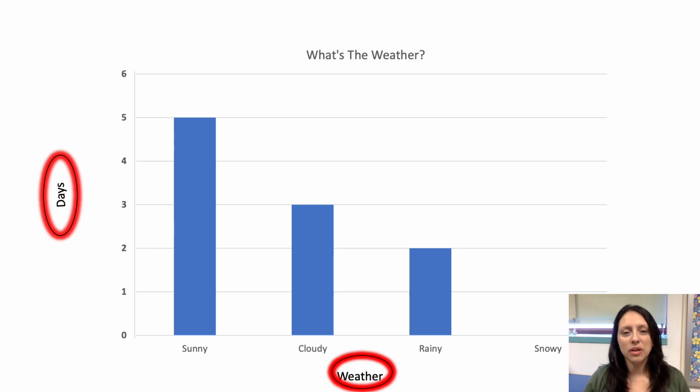Next, let's take a look at the words at the bottom of the bar graph. Those are the words that are just under the horizontal line at the bottom. We said those words said sunny, cloudy, rainy, and snowy. What do those words represent? If you said weather, you're correct. Those words represent the weather.